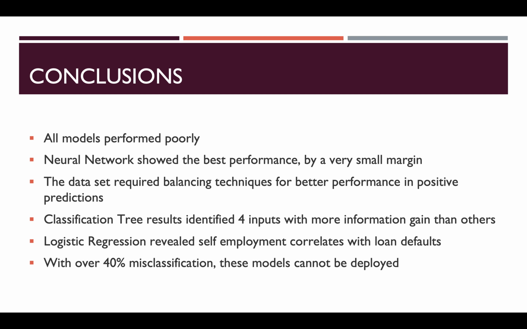And one more note, the logistic regression model showed correlation between self-employment and loan default. This information is especially helpful for future modeling and digging deeper into that potential connection. However, with a misclassification rate still over 40%, we do not feel that these models are ready to be deployed. However, these conclusions can be carried forward into future iterations.